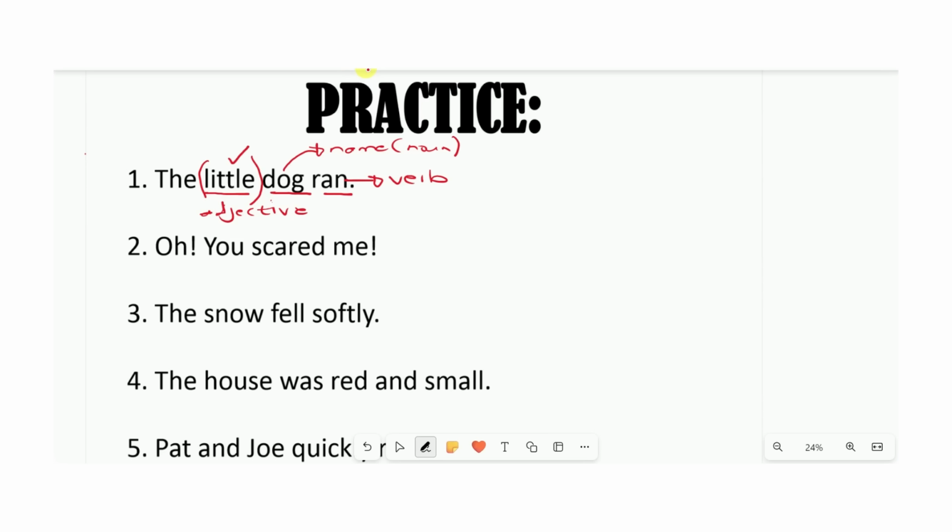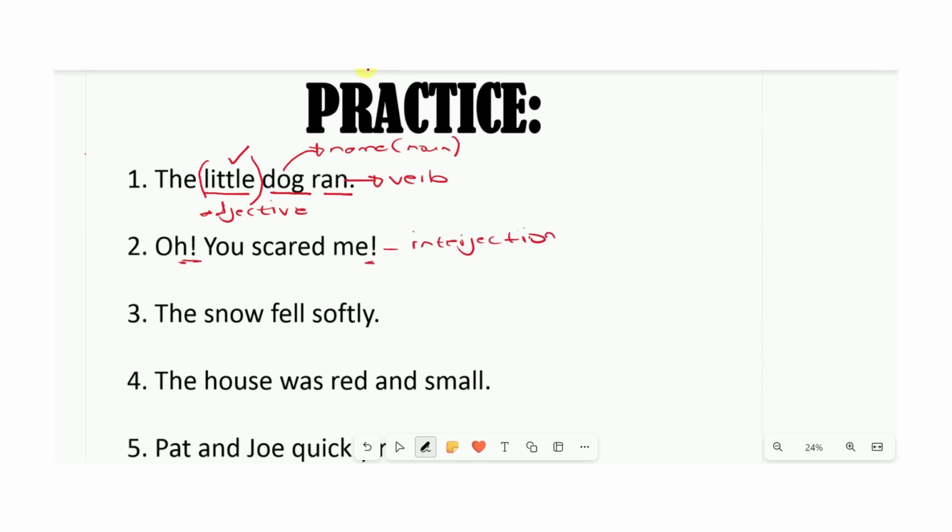Oh, you scared me! Remember, these are what? Interjections, because we've got what? An expression of emotion, and then also coupled with an exclamation mark. Then we know that the part of speech here is an interjection. Right.